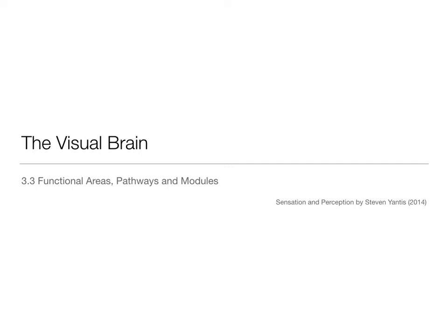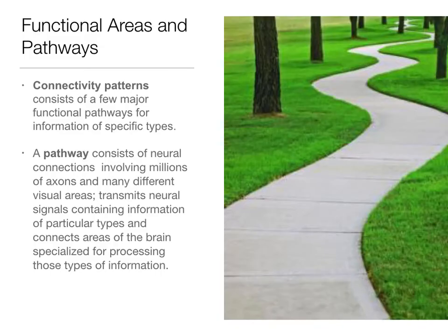Dr. Atchison here, and we're going to finish up Chapter 3, the visual brain. This is our third video: functional areas, pathways, and modules. Okay, so functional areas and pathways.